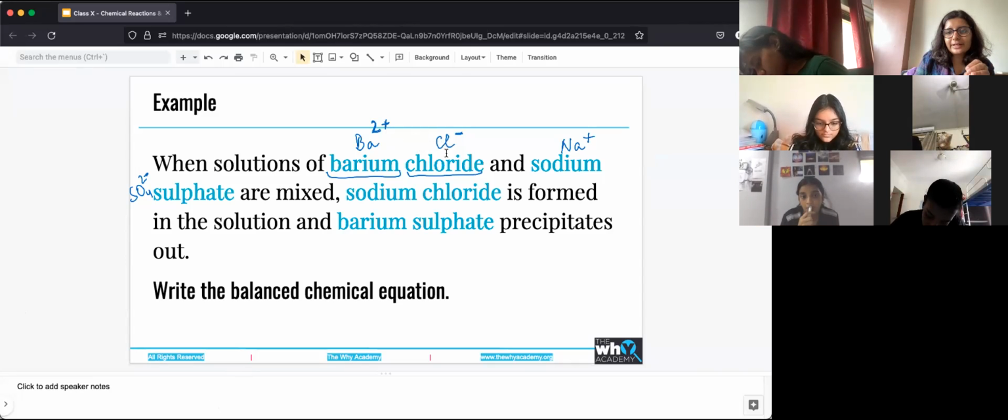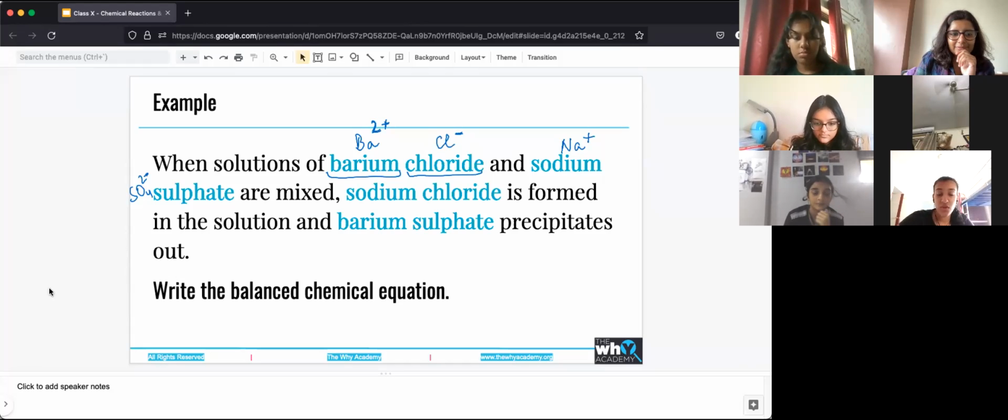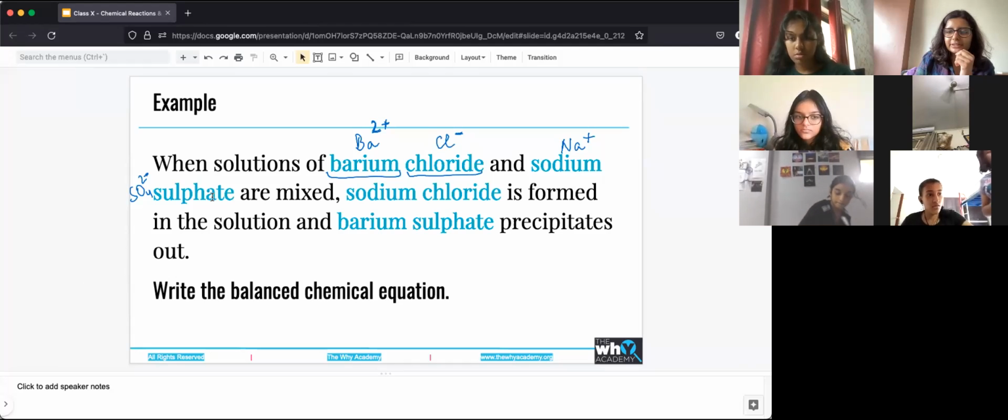Barium is 2 plus, chloride is Cl minus, right? So if these two combine to form a compound, Samriddhi, you also made the same mistake. So check that out. Oh wait, Kashvi, you made a mistake in sodium sulfate. The rest are all correct. Check that alone once and then you can balance it.